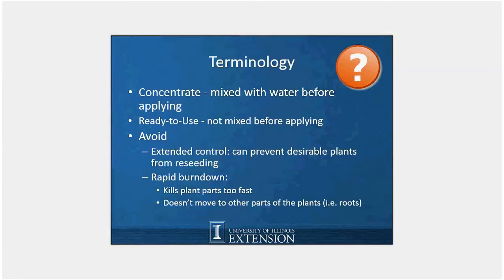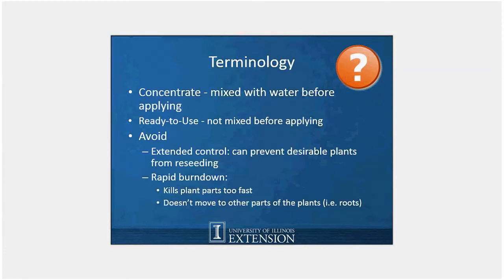It could also have soil activity so it prevents any new plants from seeding, including desirable plants. Obviously, we might want to prevent some plants from reseeding, but we don't want a bare soil area typically. So with extended control, think about what that is doing, and is that really what you're trying to achieve? The other one I caution you about is when it says rapid burn down.